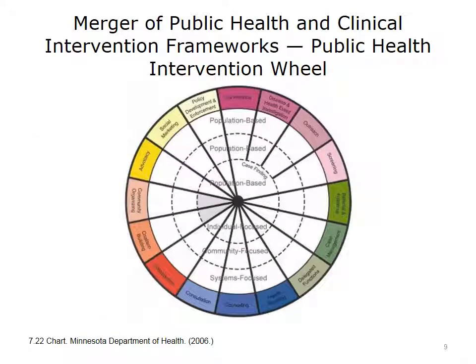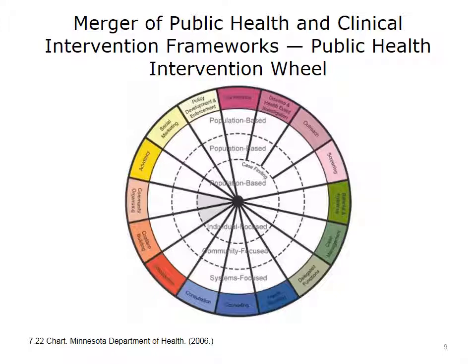This public health intervention wheel shows the merger of public health and clinical intervention frameworks to be applied to population health. The term population health management is really a merger of public health interventions and clinical intervention frameworks. The intervention wheel is a population-based practice model that encompasses 3 levels of practice: the community level, the health systems level, and the individual and family level. There are 16 separate public health interventions that are listed on the outer ring of the wheel. Each intervention at the practice level contributes to improving population health.